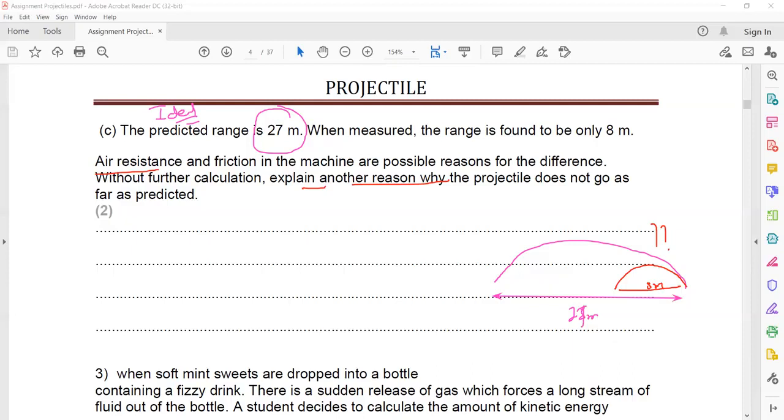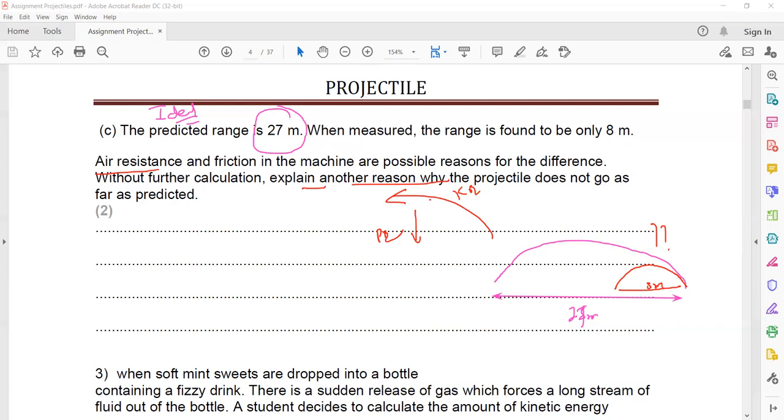Why does it not go out to the same range which is predicted, according to 27? So what could be a reason? Maybe not all of the potential, because when we add a coin to a machine, it launches a sling. So the potential energy is changing into kinetic energy.